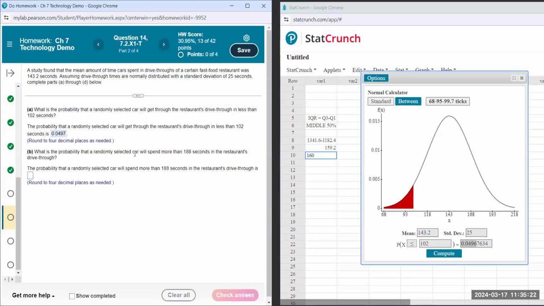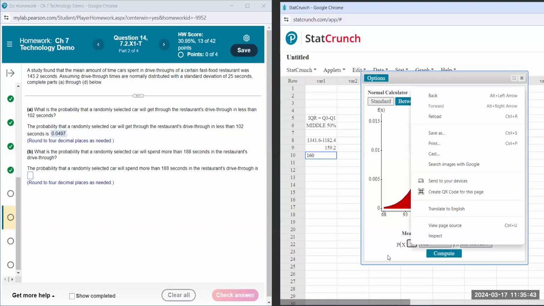Okay, what's the probability that they'll spend more than 188 seconds? Like, we're okay if we're over here. We're not okay if we're over here, right? We don't want to wait too long. We won't complain if we wait less. If this is unusually fast, we're not going to complain to the manager, but if it's unusually slow, we will, right? Okay, so then more than is to the right.